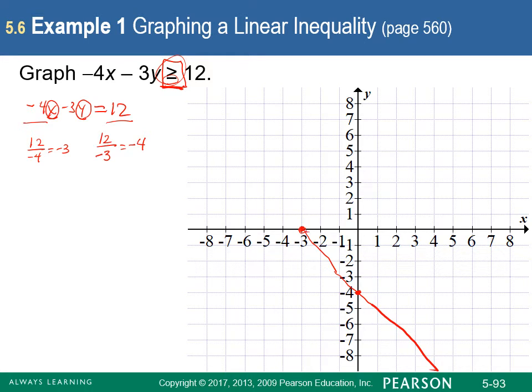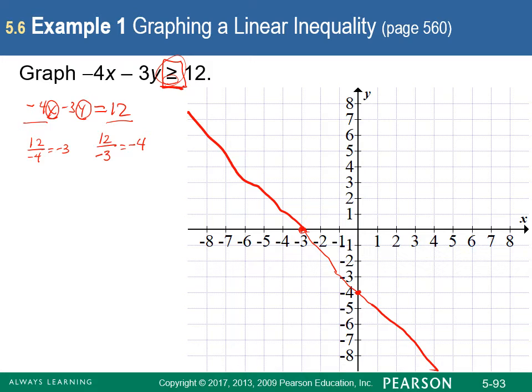Now if that had been a less than or greater than without the equals on it, we would have constructed a dashed line. And then we decide which side to shade. To do that, we pick a point that is obviously on one side or the other. It doesn't matter what point as long as you're certain which side it's on and you know its coordinates.